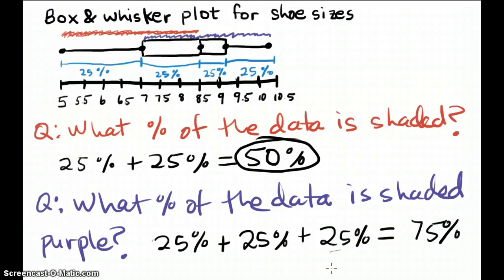So you can see we can actually answer questions about percentages using box and whisker plots. But it's important that we know that each of these sections between dots represents 25% of the data.